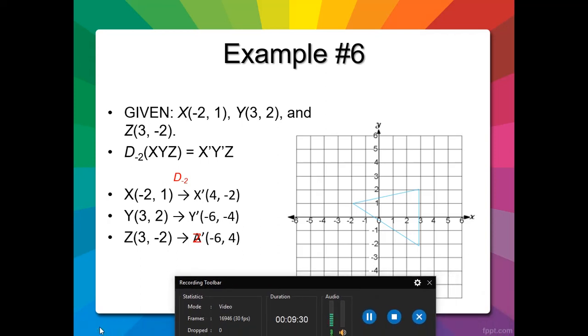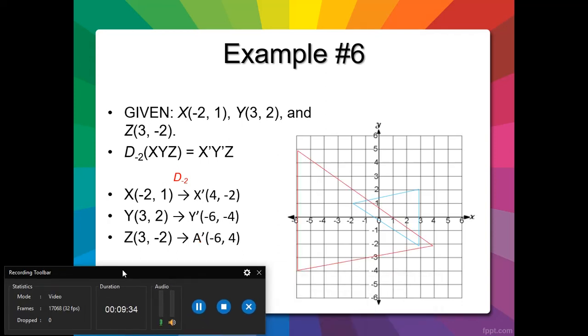Now that I know where they're located, I'm going to go ahead and plot that figure. And my new triangle does look to be twice as large, but you can see that it's been flipped over. That's the negative aspect of the scale factor. So it did enlarge it, but it made it face the opposite direction.